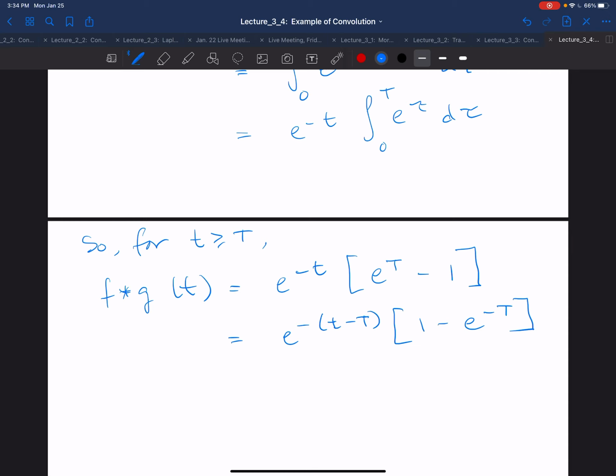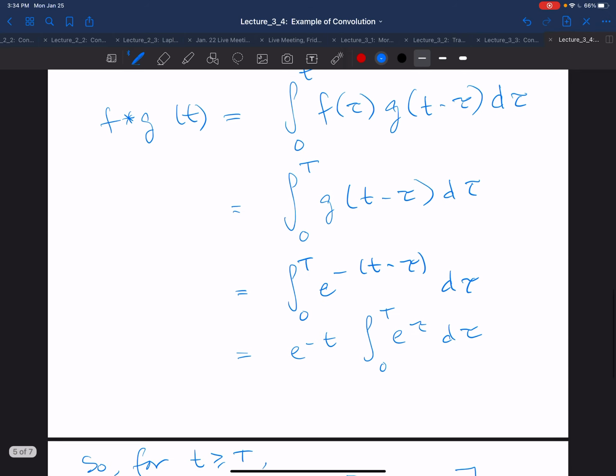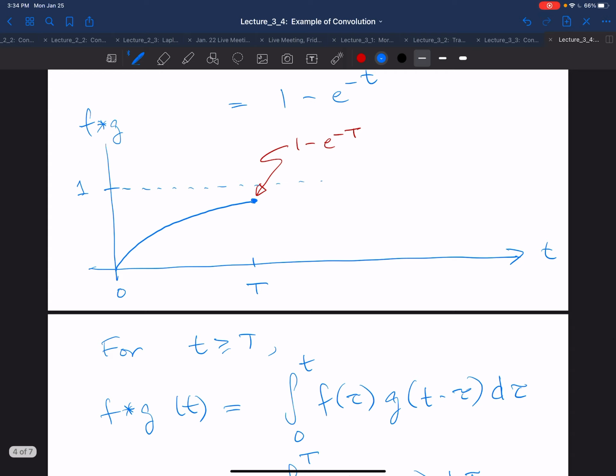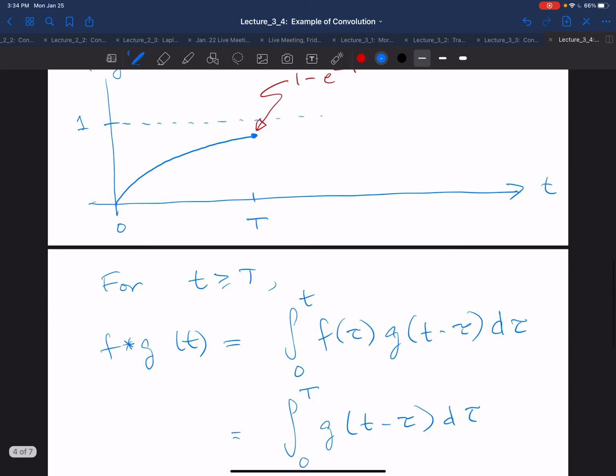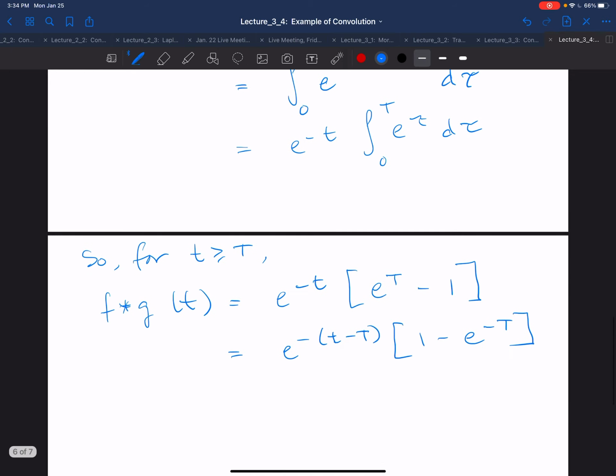And it's useful to write it in this way because, going back to our graph, 1 minus e to the minus T is precisely the value that the convolution tends toward as t approaches capital T from below. That's precisely this factor that we have here. So starting at that time when little t is equal to capital T, the value of the convolution simply decays exponentially from this value that it reaches at t equals capital T.